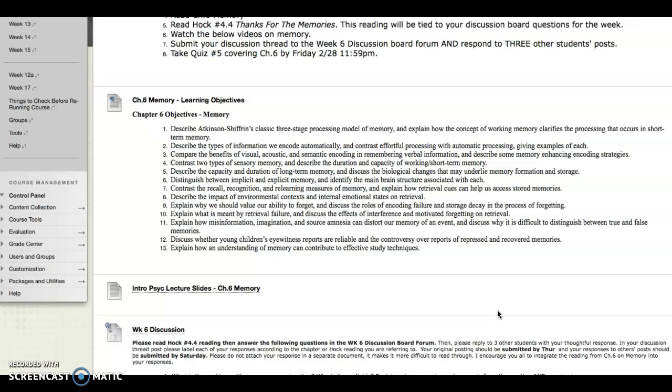We'll be looking also at implicit and explicit memories and identifying the various brain structures that are associated with each. So this is going to be where the material that you learned in chapter 2 is really going to come into play, understanding the different parts of the brain and how each is involved very differently in the ways in which we store and retrieve memories, depending upon the types of memories. That will dictate which part of our brain is used.